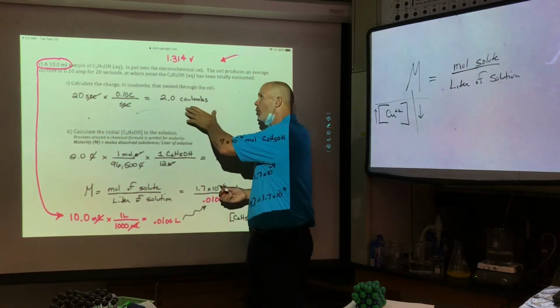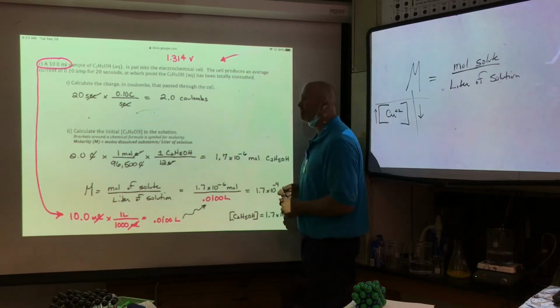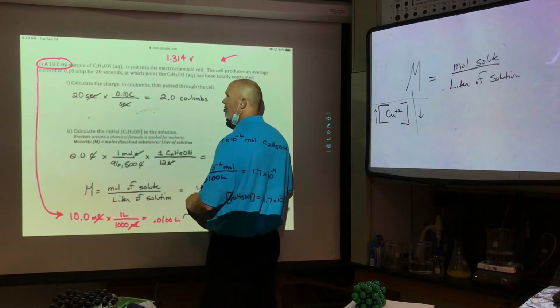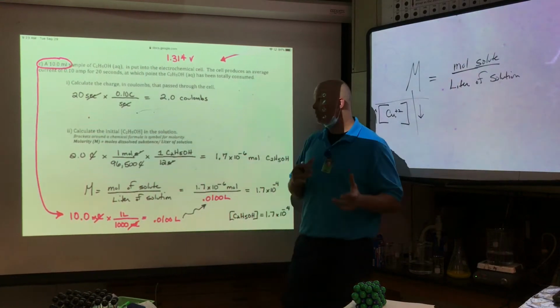So what's the total coulombs? Kind of a silly question outside of what you want to do here, but they do this in AP chemistry. This is an AP chemistry pass question. I take my 20 seconds. I know that the amperage is what? 0.1 over a second. And what do I know?